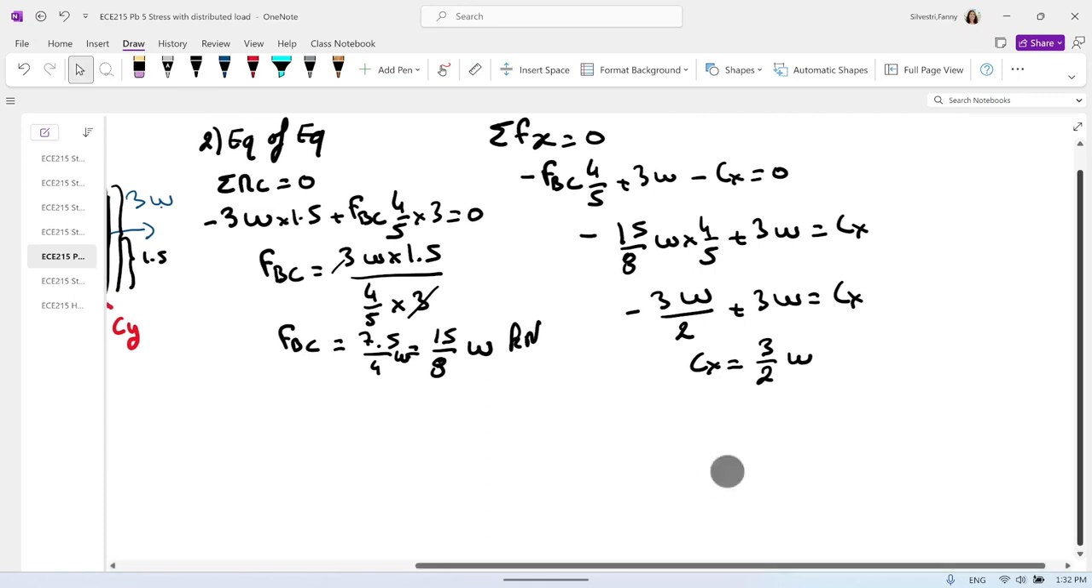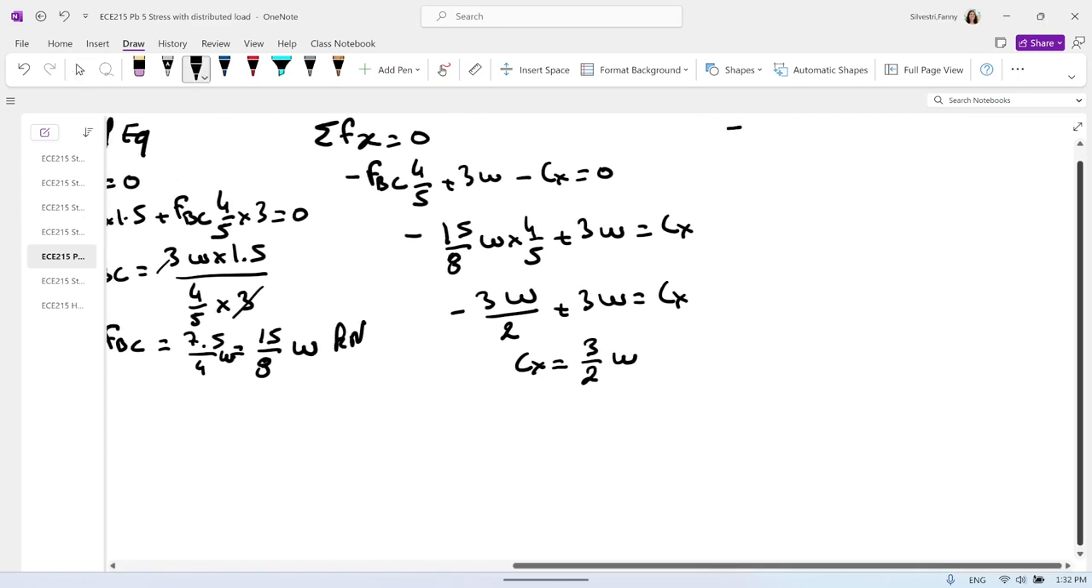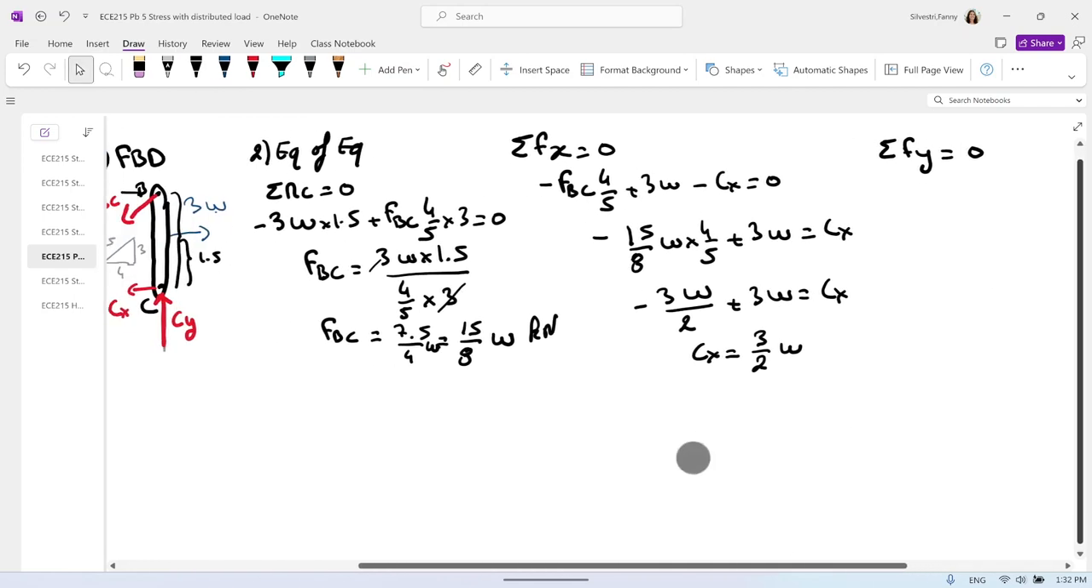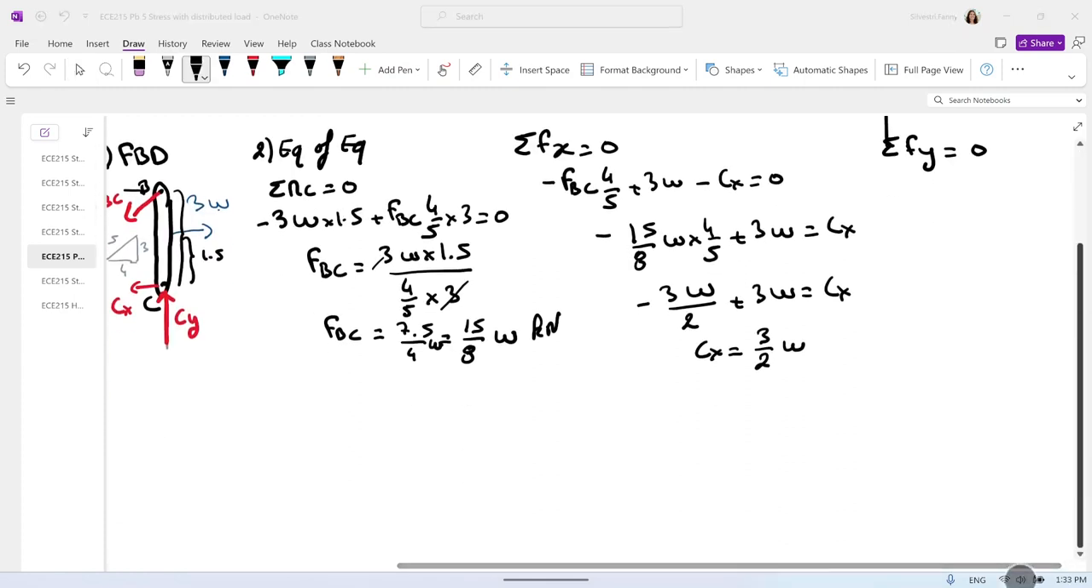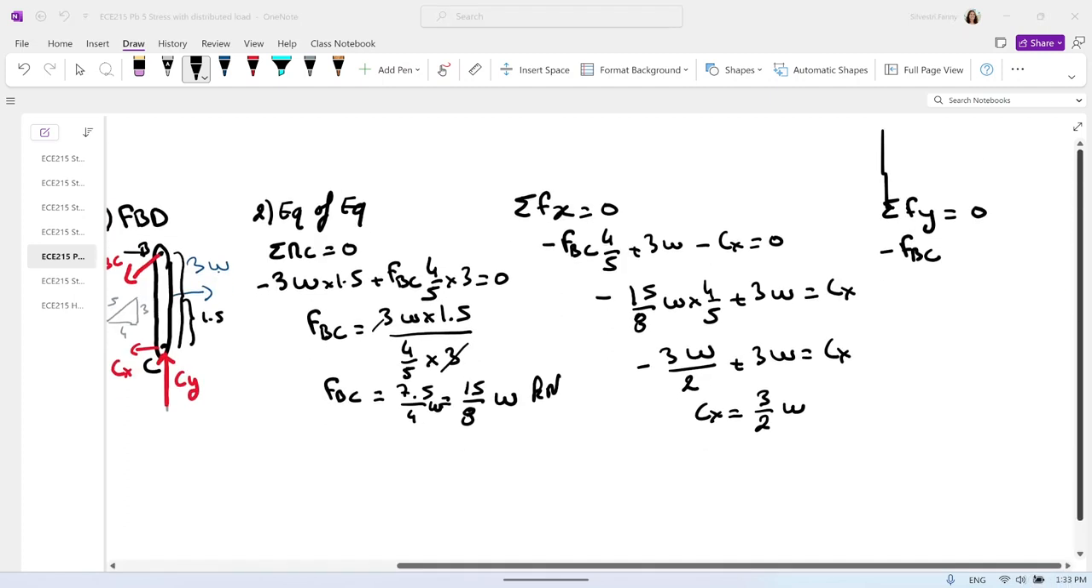So we find Cx, and now let's find the sum of the forces on Y equals 0. Okay, so we have minus FBC on Y. So on Y, that will be the 3/5.